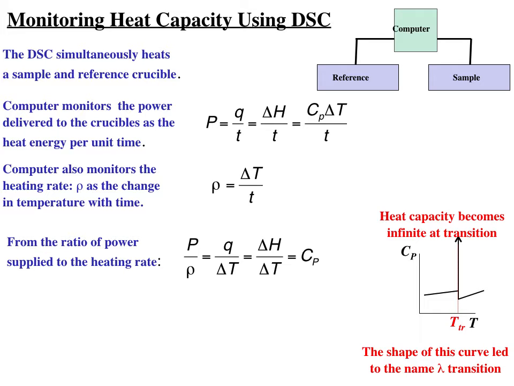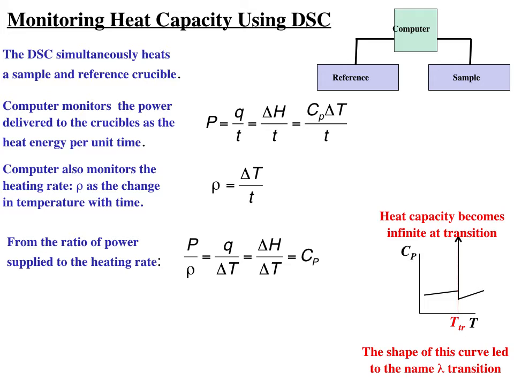Now you're still putting heat into the sample, but delta T has gone to 0, and so if you divide, let's think of this as Q equals C sub P delta T. At the transition temperature, you no longer have a change in temperature. Delta T goes to 0, and so C sub P is Q over delta T. C sub P goes to infinity at the transition temperature.